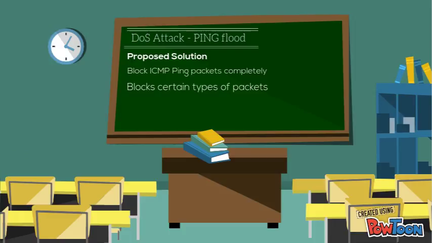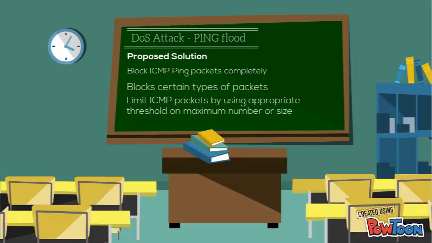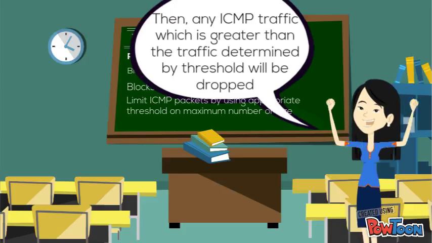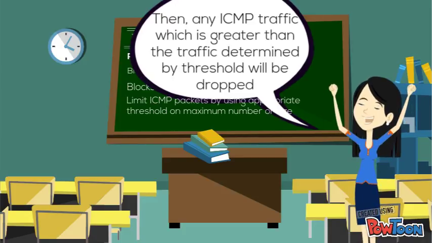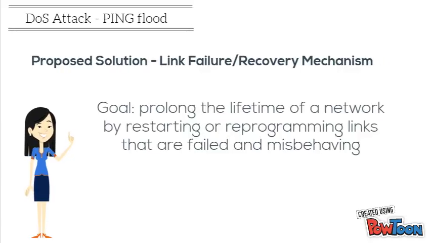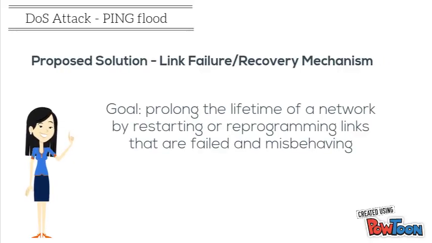Next is by blocking certain types of packets. ICMP packets can be limited by using an appropriate threshold on maximum number or size. Then any ICMP traffic which is greater than the traffic determined by the threshold will be dropped. Link failure recovery mechanism is proposed with the goal to prolong the lifetime of a network by restarting or reprogramming links that are failed and misbehaving.